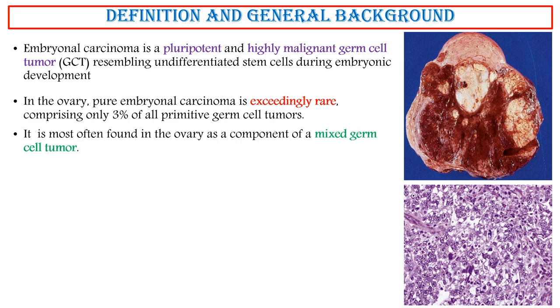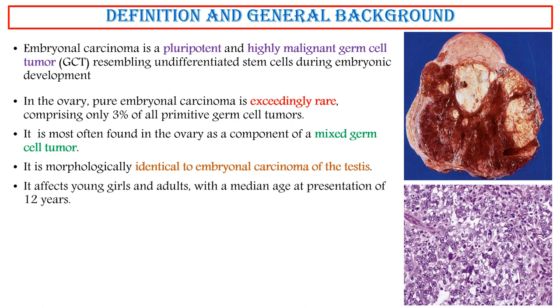It is most often found in the ovary as a component of mixed germ cell tumor. It is morphologically identical to embryonal carcinoma of the testis. It affects young girls and adults with a median age at presentation of 12 years.